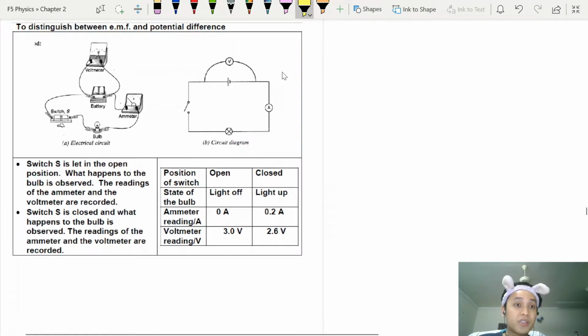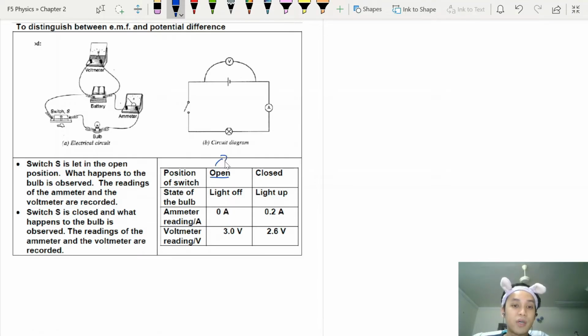How do we solve questions involving EMF and also potential difference? Here I'm going to explain why, when you connect to a circuit, your potential difference or your voltage reading will actually reduce. So this is an experimental setup. You have your battery, your voltmeter, you have your switch. This is what we call open, meaning this is not connected yet. That is why, open, your ammeter reading is 0.